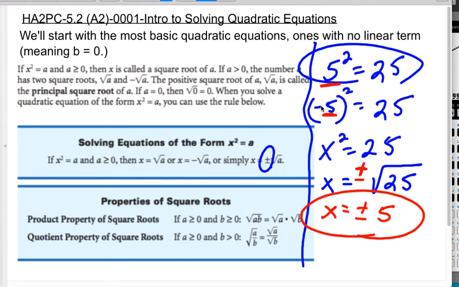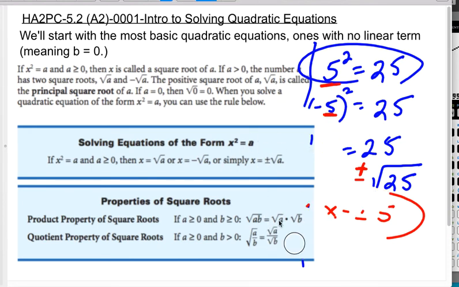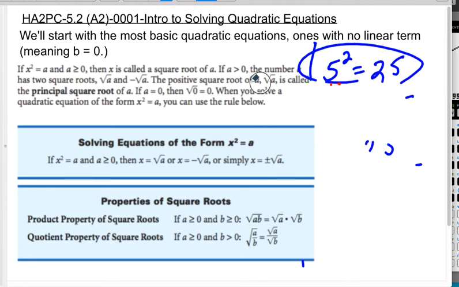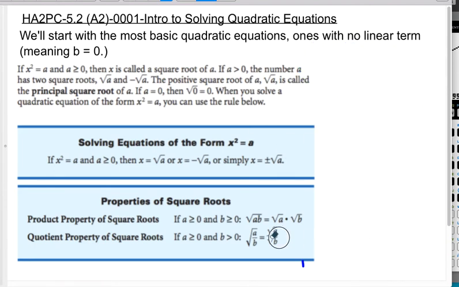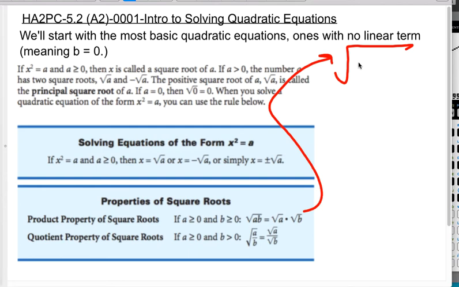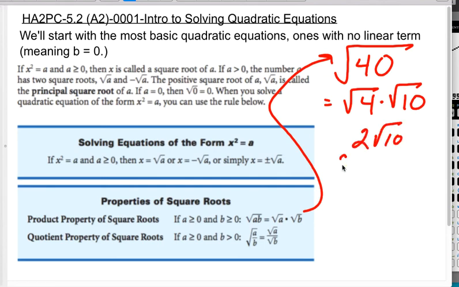Now, when we talk about properties of roots, if you have multiplication within a root, you can split it apart as two separate roots. So when we talk about this first property, let's say I give you the square root of 40. I could write this as the square root of 4, which is a perfect square, times the square root of 10, which is not a perfect square, and that would give me 2 root 10. This is a simplified version.